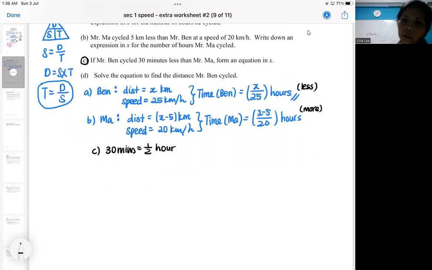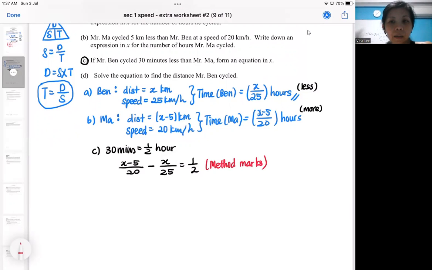My habit is I will use the longer time to subtract the lesser time. I will always question myself, which is the one who takes longer, which is the one who takes lesser. Mr. Ben is the one who takes lesser, Mr. Ma is the one who takes longer. So I should set up my equation like this. I take the timing by Mr. Ma minus the timing by Mr. Ben, and it will be half. This will be the critical statement that your teacher will assign you method marks.